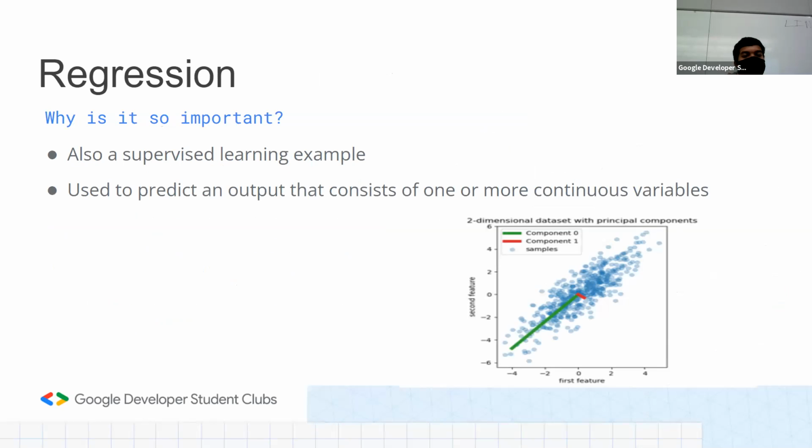Regression is a supervised learning example, and it's used to predict an output that consists of one or more continuous variables. If we look down at the graph below, we see a two-dimensional data set with principal components, and we're trying to establish a relation, y versus x, or in this case, the relationship between two features. In this particular case, we're trying to establish a linear relationship, and this is known as linear regression, which is what we will be focusing on in today's workshop. But it is a continuous relationship, and that's pretty much what you can see in the graph.